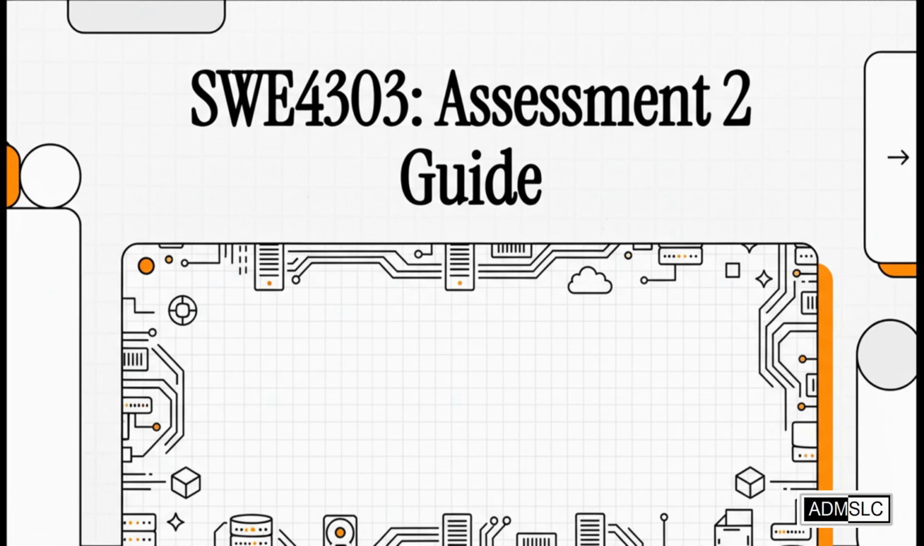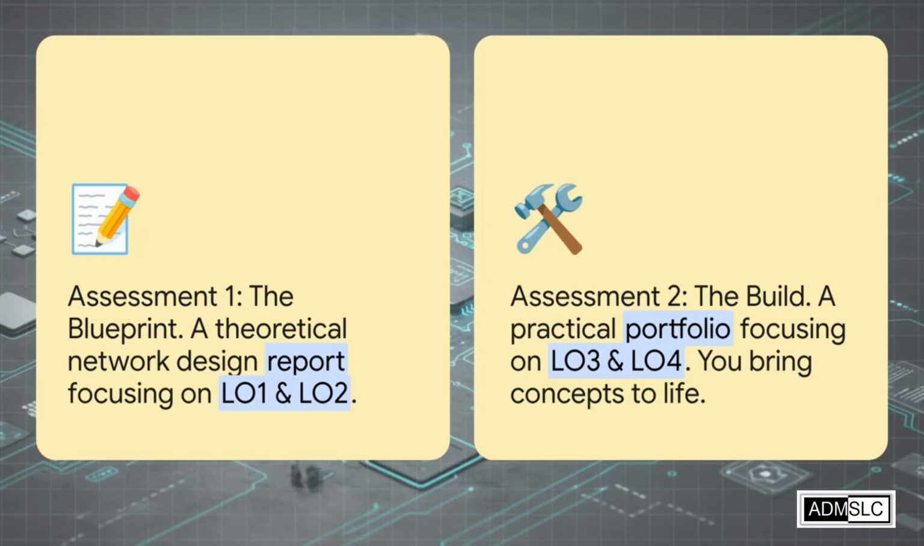Let's jump right in. Okay, so first things first, let's get our heads around the shift from Assessment 1 to Assessment 2. Think about it like this. Assessment 1 was you being the architect. You drew up the plans, you made the blueprint, it was all theoretical, right? Focusing on those first two learning outcomes. But now we're the construction crew.